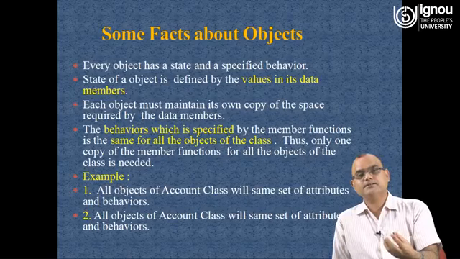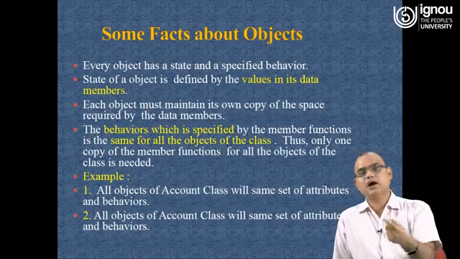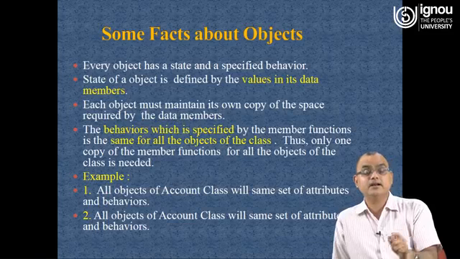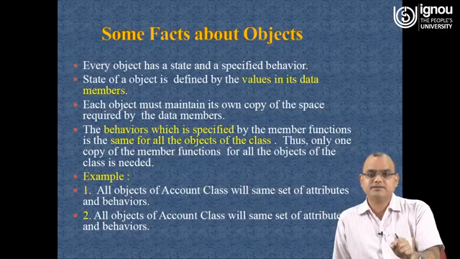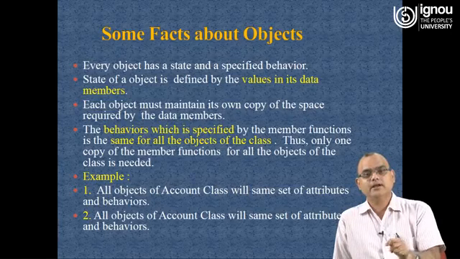Each object must maintain its own copy of the space required for data members, because, as we are saying as a basic philosophy, classification represents different objects or groups of objects. So, all the objects will have their own independent existence, and that independent existence is only possible if they maintain their space separately. Behavior is specified by the functions, and it is the same for all the objects of a specific class. Thus, only one copy of that particular function is kept, and that will serve the purpose.